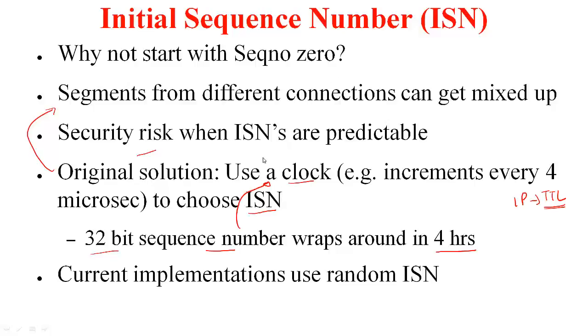But then these predictable initial sequence numbers were being used to launch security attacks. I will cover a little bit more of this as part of the quizzes. But the point to note is that this wasn't considered safe. So current implementations use random initial sequence numbers to circumvent the security threat.